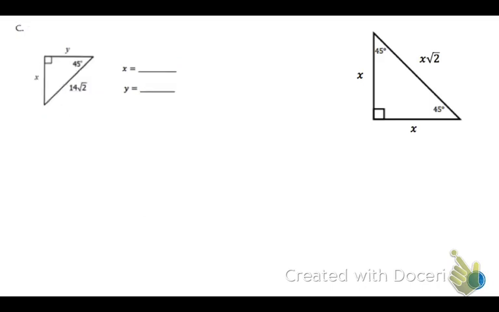Okay, let's do another one. So again, let's label our sides. So our hypotenuse is x square roots of 2. My legs are x. So x equals x, y equals x. Now I'm going to take what I know, and I'm going to solve for x. So I have x square roots of 2 equals 14 square roots of 2. Divide both sides by the square root of 2. Now those both cancel, so I'm just left with x equals 14. So we don't have to rationalize the denominator because we don't have a radical in the denominator. We don't have a square root in the denominator. So that just means x equals 14, y equals x, which equals 14.